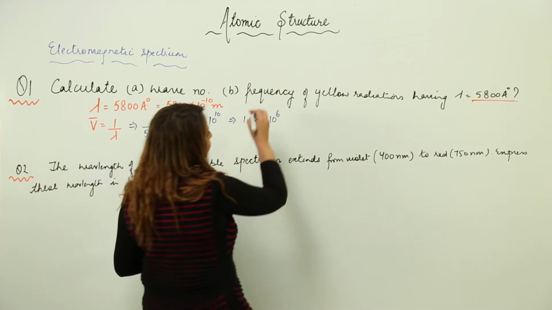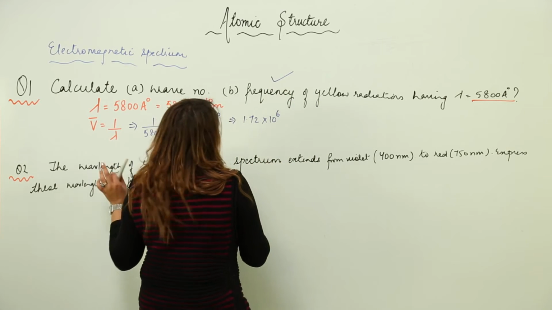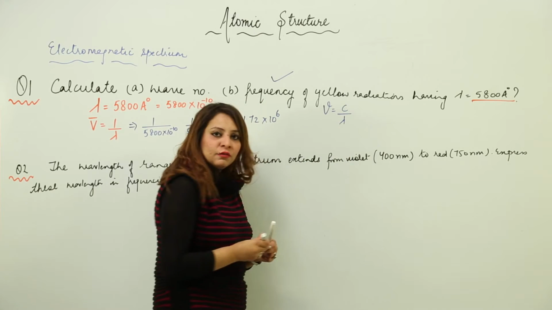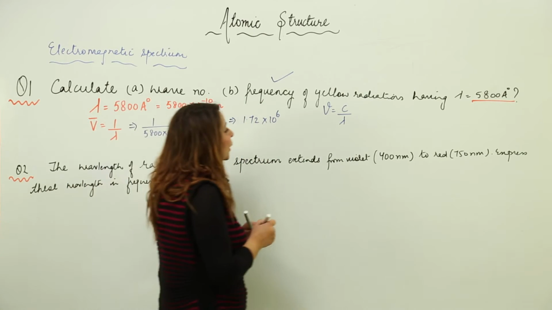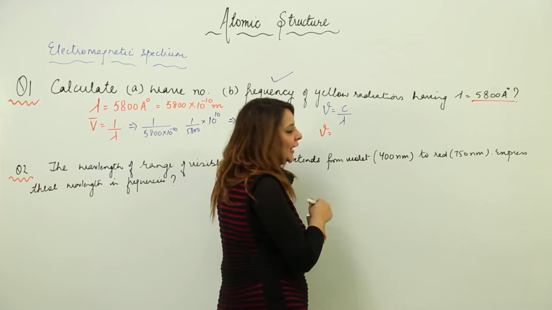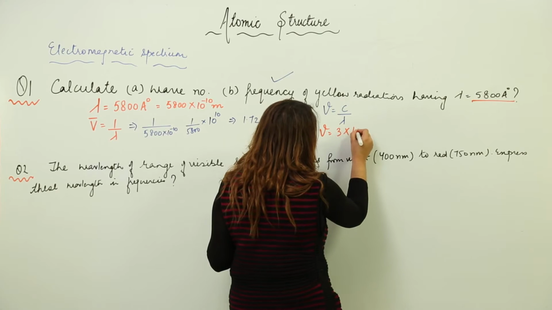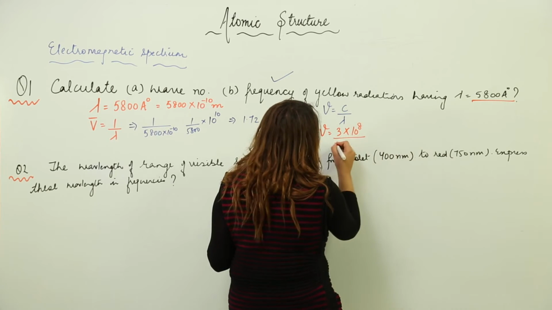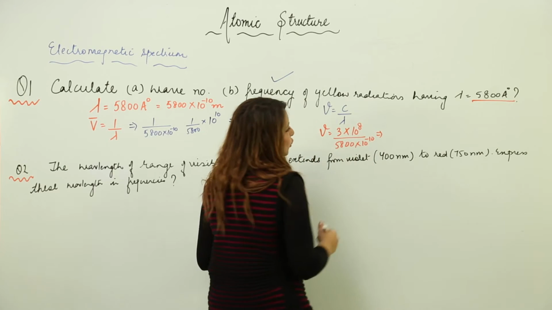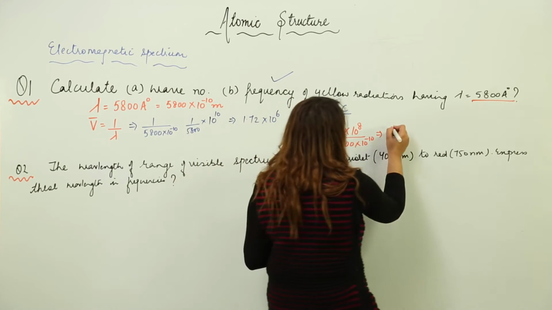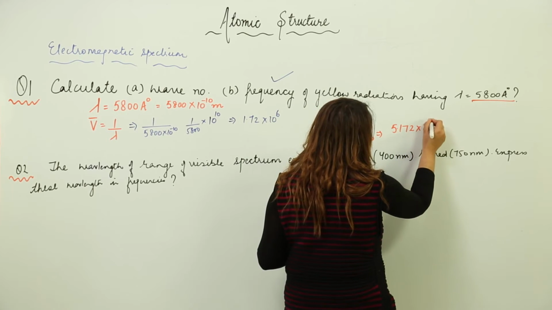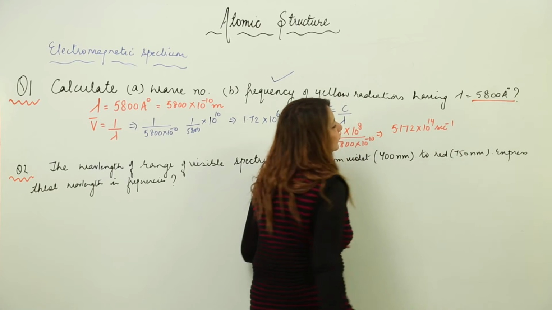Second, we need to find the frequency, right? We know that there is a relation, that is nu is equal to C upon lambda. We already discussed this when we were doing the spectrum. So putting the values, we need to find nu. C is the speed of light, and we know that it is 3 into 10 raised to power 8. Lambda is 5800 into 10 raised to power minus 10. Just try to solve it, and you will get an answer equal to 5.172 into 10 raised to power 14 per second.